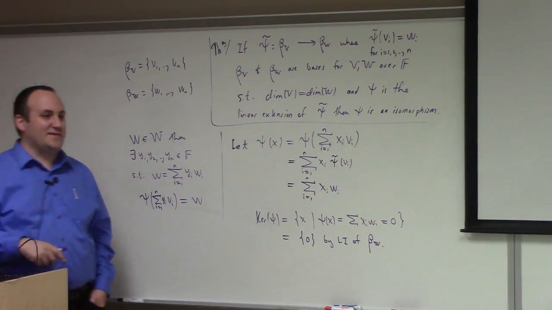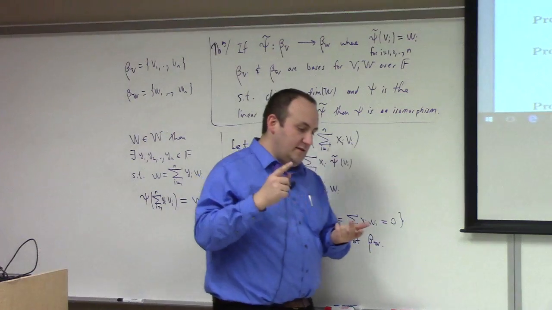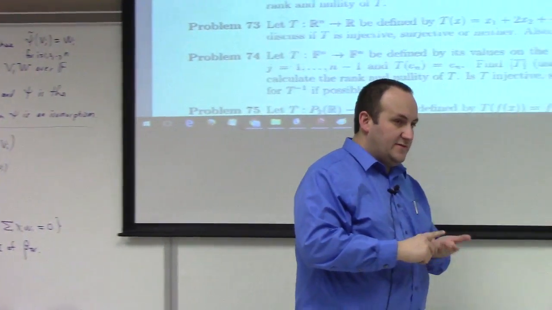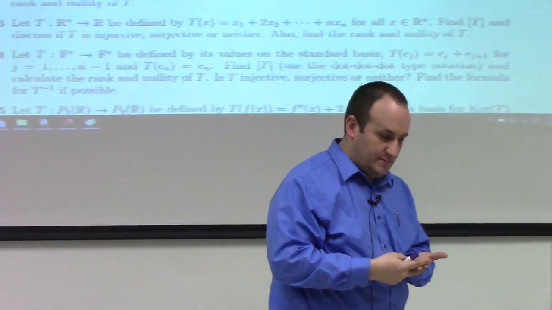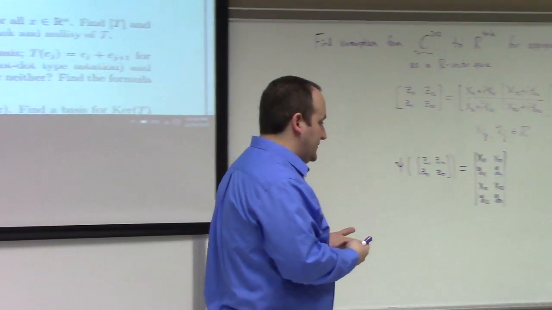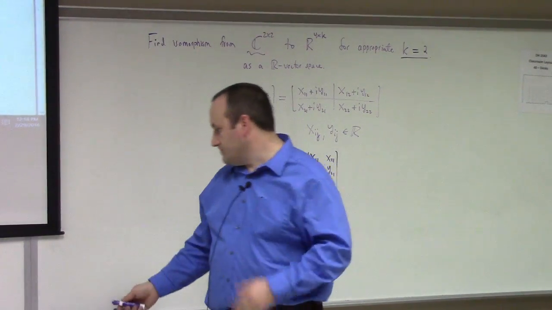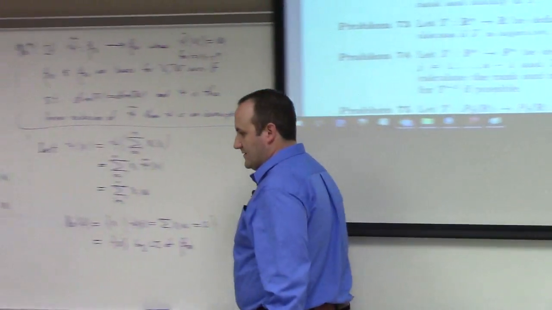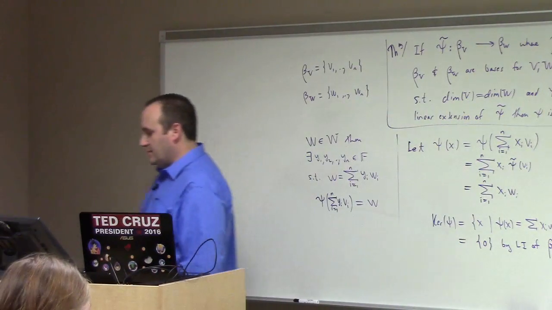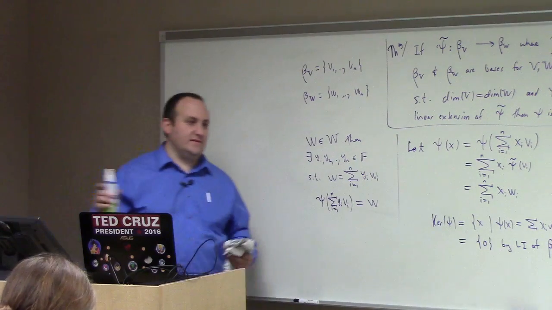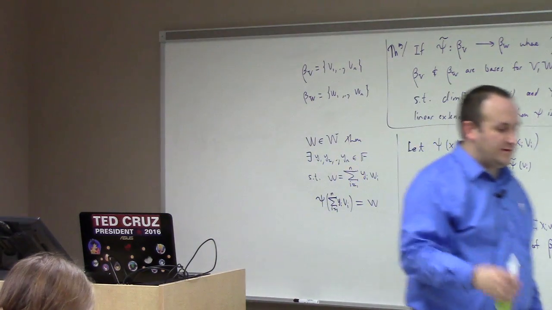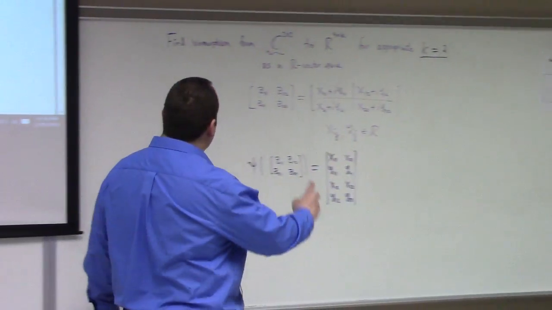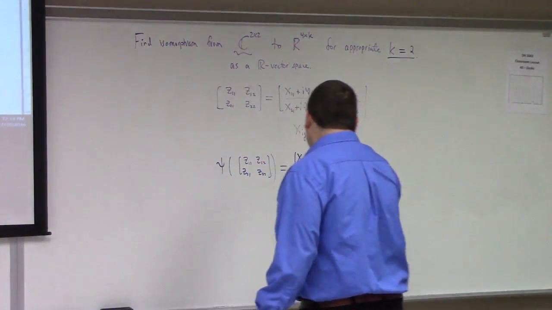You need to know the basic definitions. You need to know linear independence. You need to know what's spanning. What's a finite generating set? What's the difference between a generating set and a basis? What is the big difference between a generating set and a basis? Can you guys tell me? Exactly. A basis has to be linearly independent. So every basis is a finite generating set for a vector space, but not every finite generating set is a basis because not every finite generating set is linearly independent.